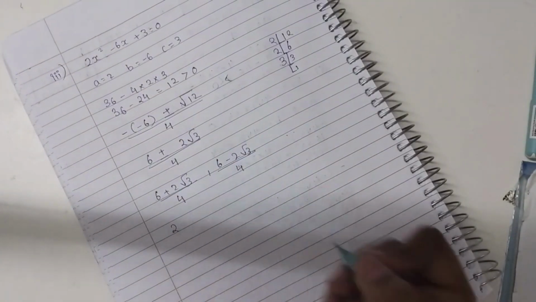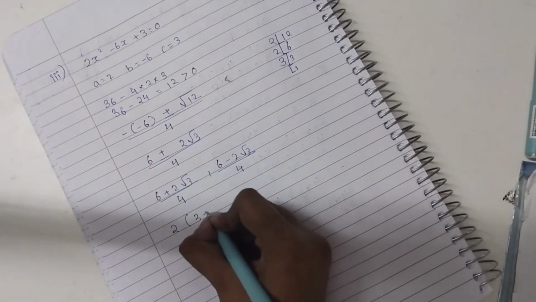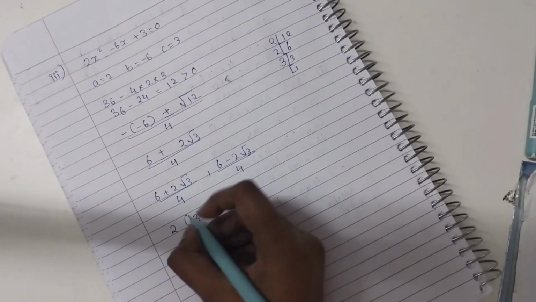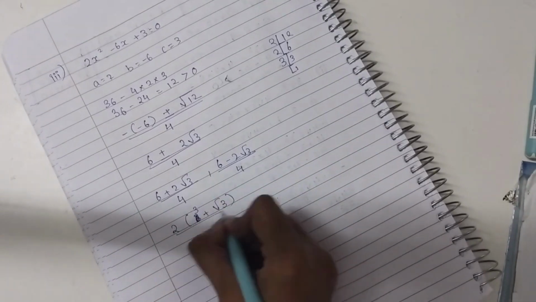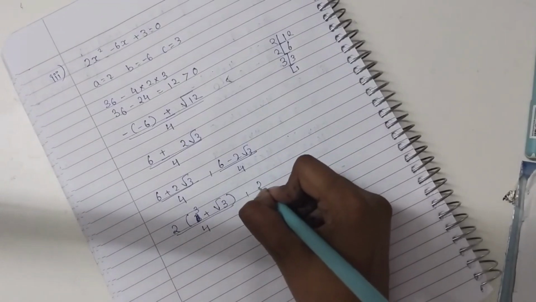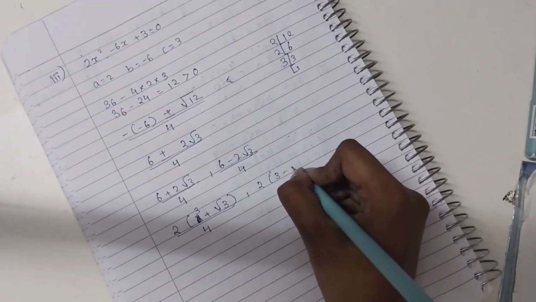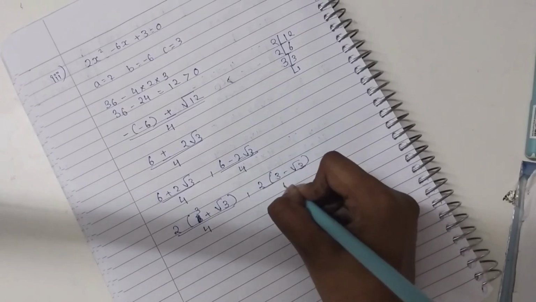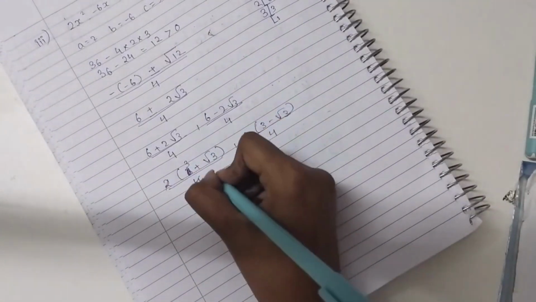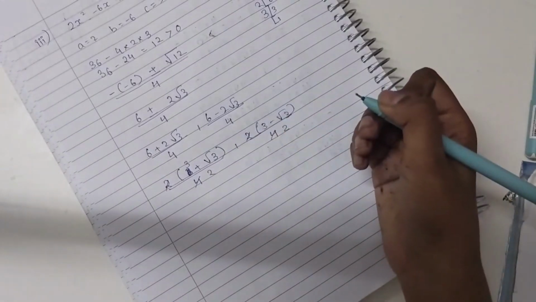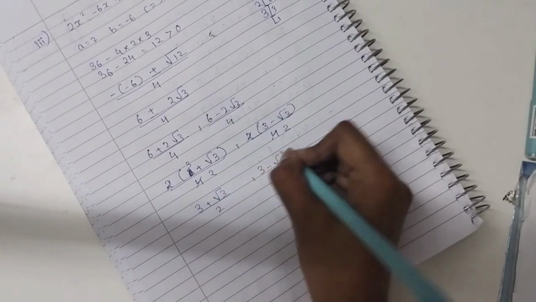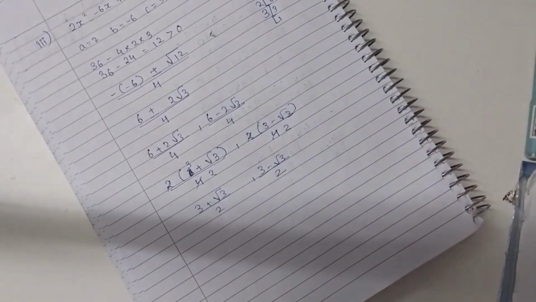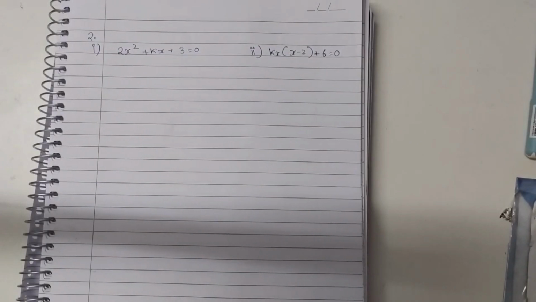So we're going to take 2 outside the bracket, and inside the bracket we'll have 3 plus root 3 by 4, and here you'll have 2 times (3 minus root 3) by 4. We can cancel this and this over here, which will leave us with (3 plus root 3) by 2 and (3 minus root 3) by 2 as your final answer.